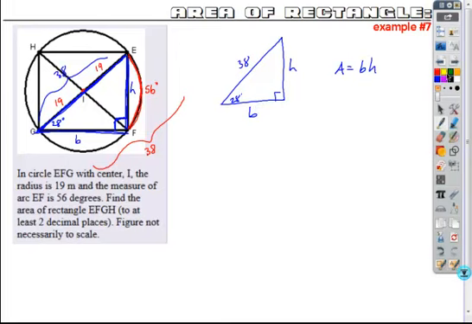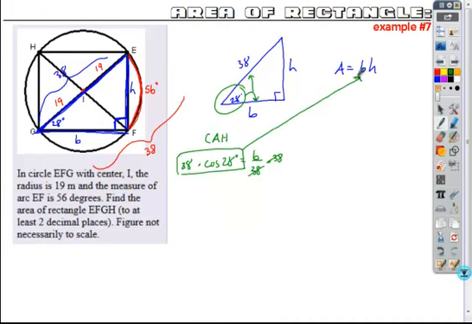So let's go in and find our base. With respect to this angle of 28 degrees, the base is adjacent and I have my hypotenuse. So which trig ratio relates adjacent and hypotenuse? Cosine. So the cosine of 28 degrees is going to equal adjacent over 38. So if I multiply both sides by 38, I solve for my B value. So here's my base.